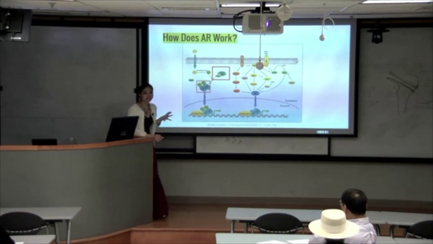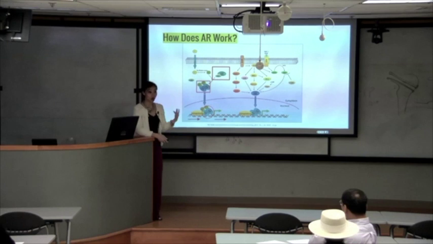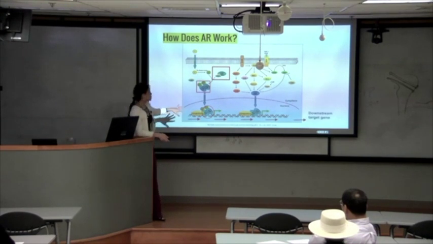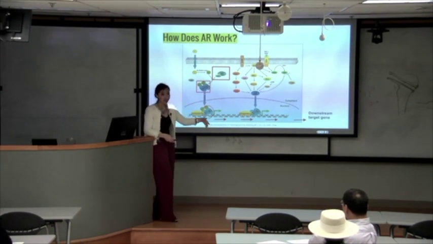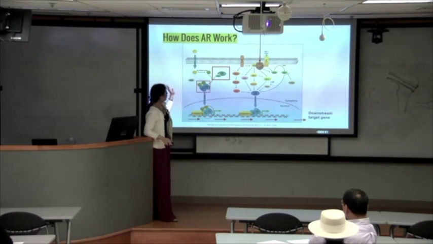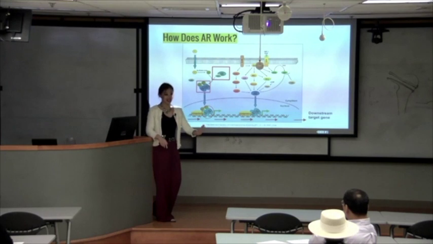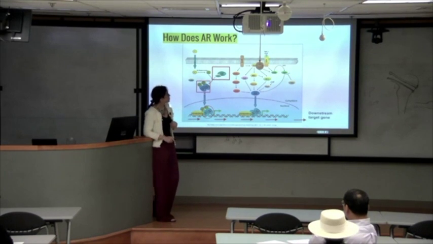a conformational change happens, and the androgen receptor translocates to the nucleus as a homodimer, where it binds to these promoter sequences called the ARE, or androgen responsive elements. This encourages transcription and eventually gene expression. The androgen receptor affects many different downstream target genes, and one of the many downstream target genes is something called the PSA.